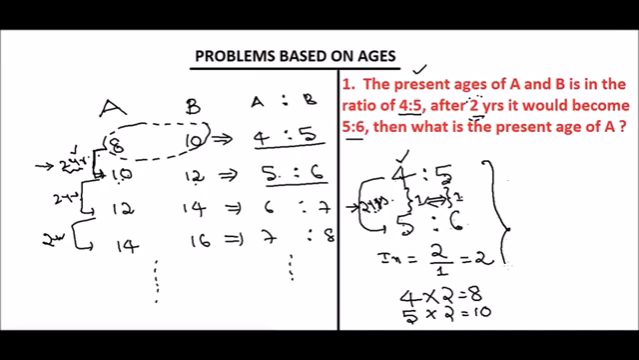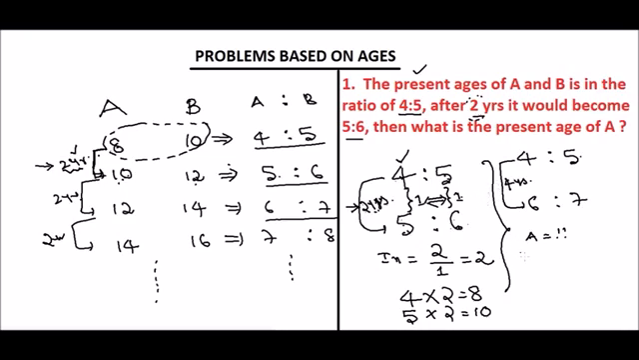Suppose you take it this way. For example, they have given present ages. We will continue with the same problem. Present ages of A and B are in the ratio of 4:5. After 4 years, 2 plus 2, the ratio has become 6:7. Now, the question is the present age of A. How to take this? 4:5 has become 6:7 in a span of how many years? That is 4 years.